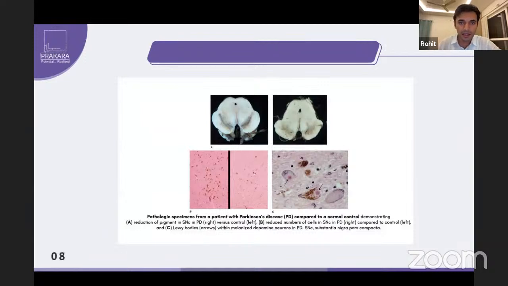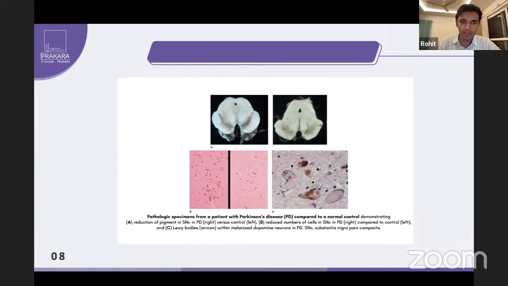So if you see in this image, the one on the top right is that of a normal mesencephalon, where you see there is a pigmentation. When you compare it to the one on the right side, that pigment is absent. So that is what we mean by depigmentation. Basically, in substantia nigra pars compacta, there is loss of pigment. This is where the pathogenesis starts in Parkinson disease, and then later on it spreads to the other areas of the brain as well.